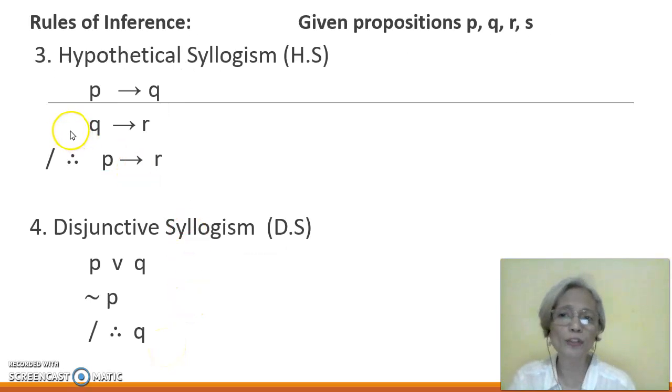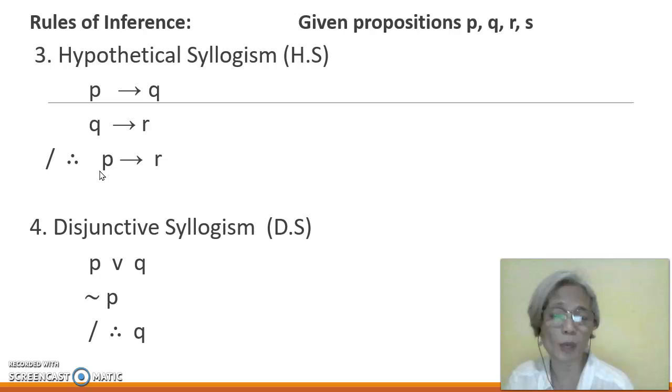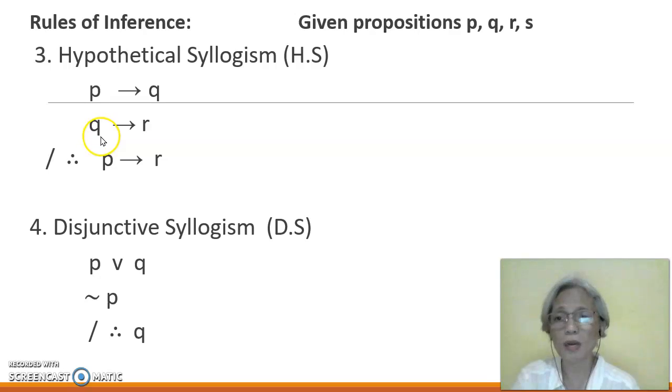And then we have the third rule, which is called hypothetical syllogism, where we have the conditional P implies Q and then Q implies R, and therefore we can infer that P implies R. So this is like the transitive property in real numbers. So it also exists in logic. Again, if P implies Q and Q implies R, therefore it is inferred that P implies R.